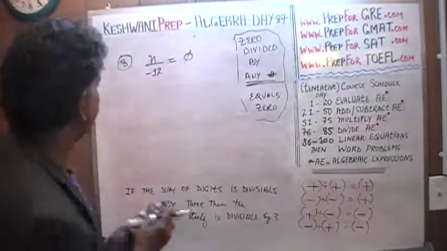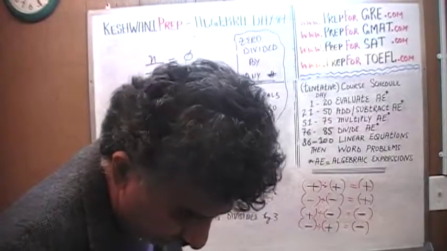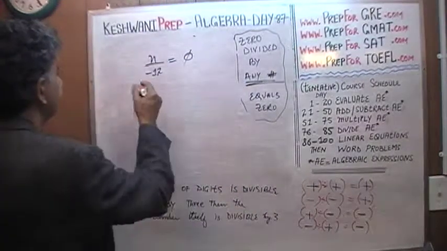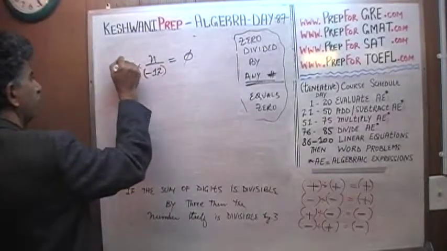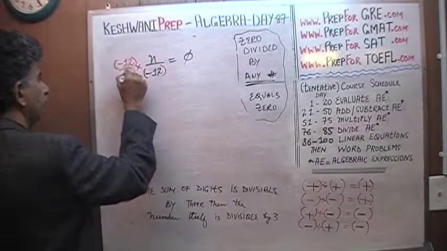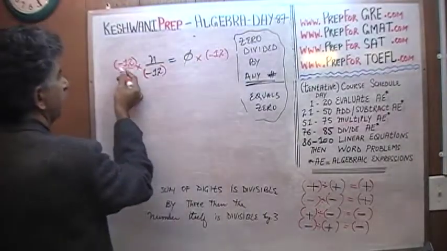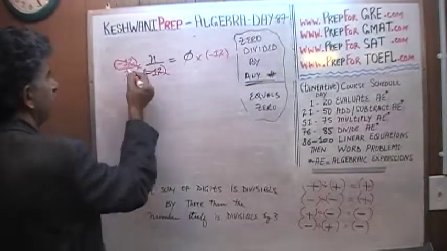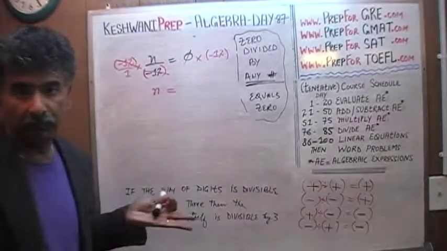Let's do it step by step. To get rid of this negative 12 in the bottom, multiply the top of this equation by negative 12 over 1, and we have to multiply this side by negative 12. This negative 12 takes out this negative 12. We are left with n equals 0 times negative 12. Well, 0 times anything is 0.